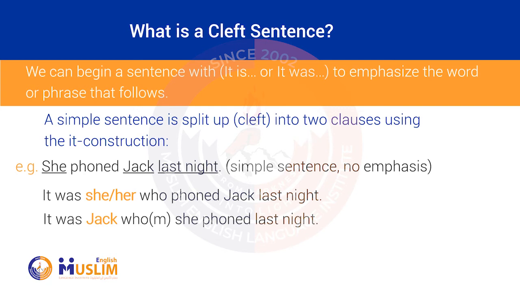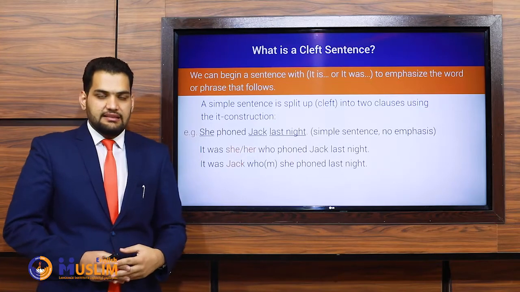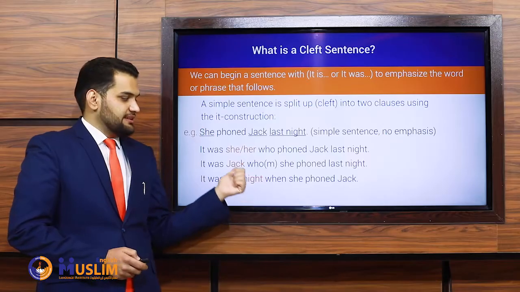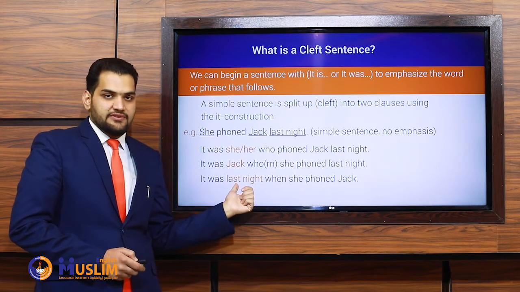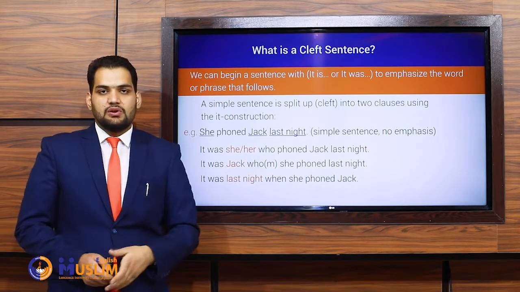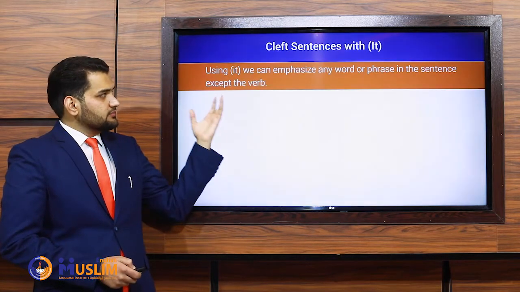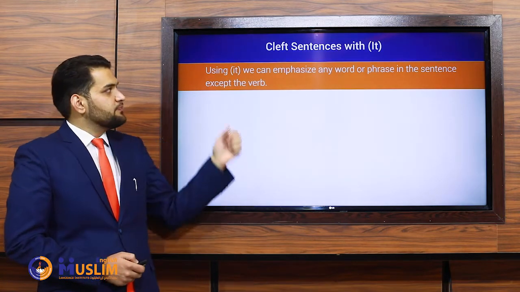For example, it was Jack who she phoned last night, or you can also say whom she phoned last night. It was last night when she phoned Jack. So in this sentence, we have emphasized Jack, but in this sentence, we have emphasized last night. This type of sentence is called a cleft sentence. Now, let's talk about some more points about cleft sentences.